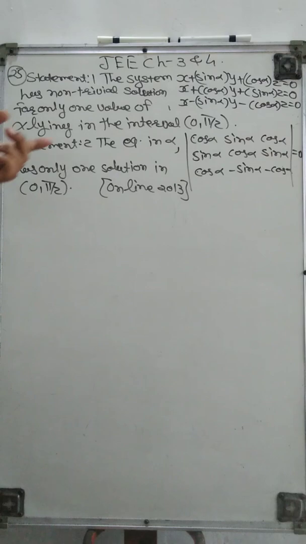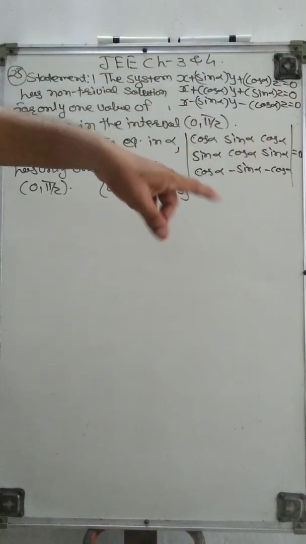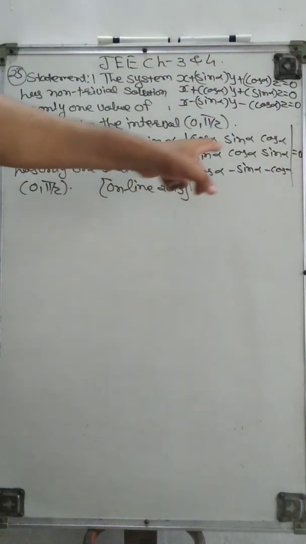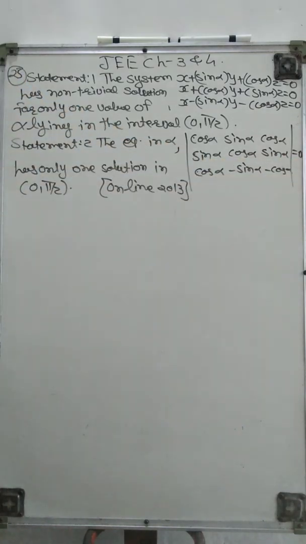Now the second statement is that the equation in alpha, the determinant given as cos alpha, sin alpha, cos alpha; sin alpha, cos alpha, sin alpha; cos alpha, minus sin alpha, minus cos alpha, equal to 0, has only one solution in 0 to pi by 2. This was also asked in the online 2013 exam. First we check whether statement 1 has a non-trivial solution. Non-trivial solutions also came in our previous sums. Therefore here the determinant is equal to 0. First we check statement 1.